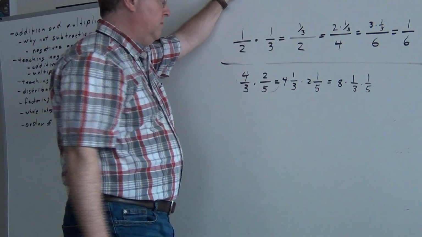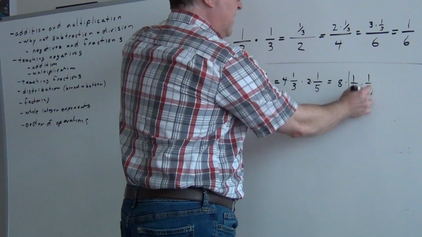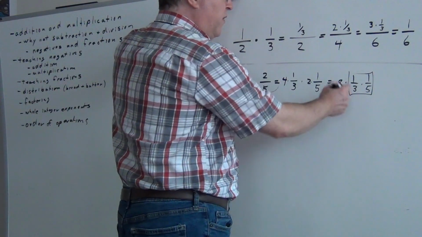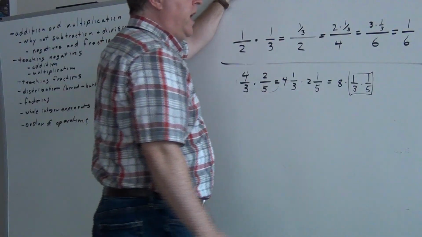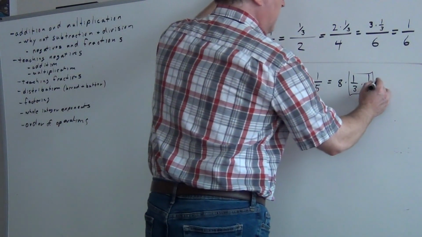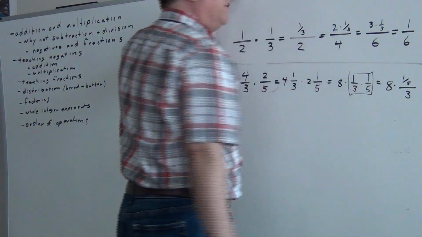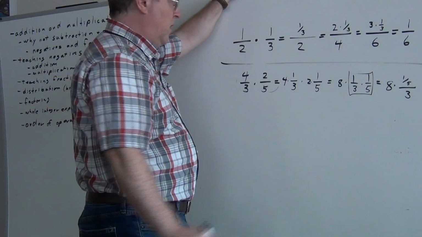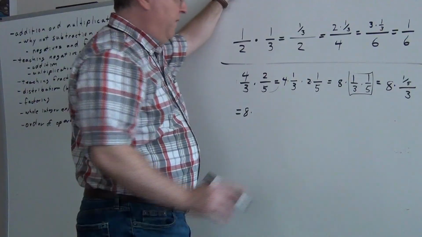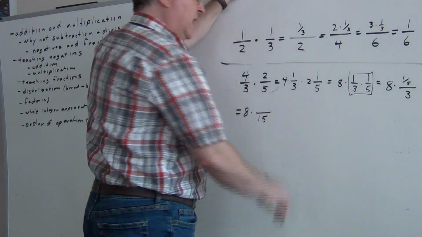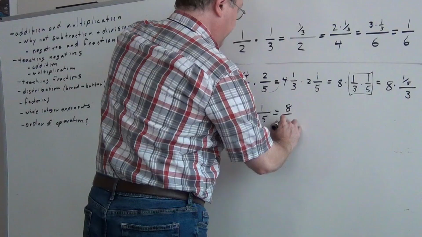Now, this here is the same as 3 gets you 1/5. 3 gets you 1 of these 1/5. So 8 times 3 gets you 1 of these 1/5. All right? Well, if 3 gets you 1 of these 1/5, what does 15 of them get you? 1. So this is 8/15.